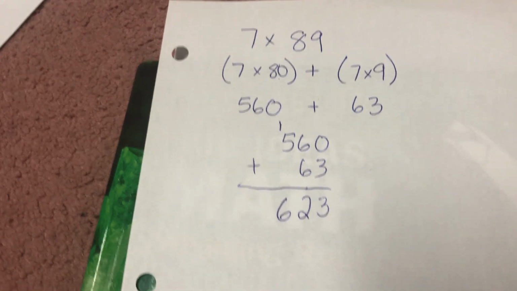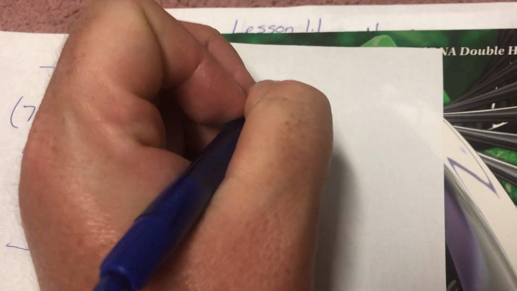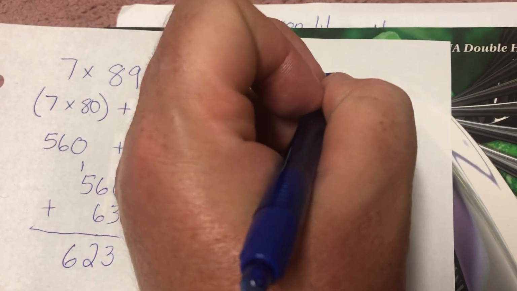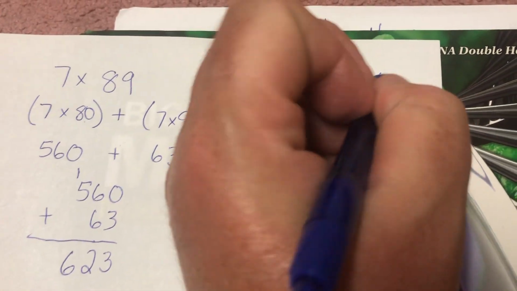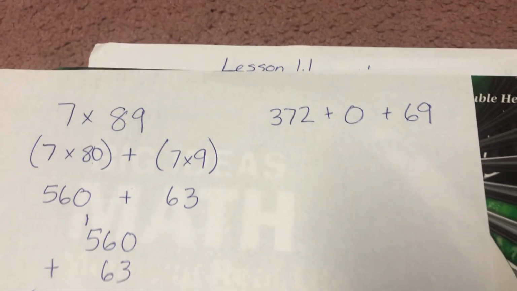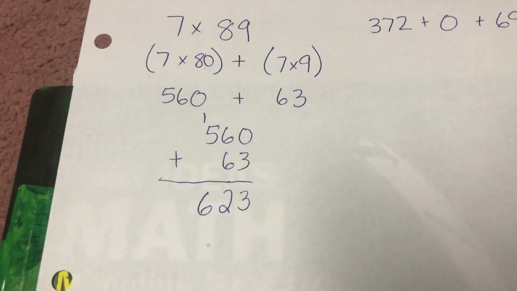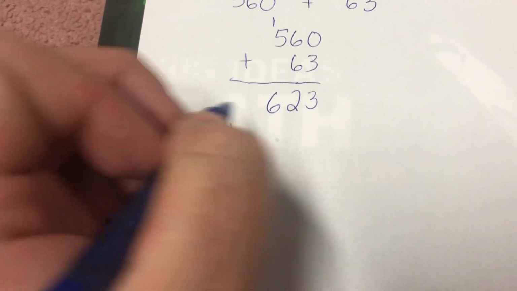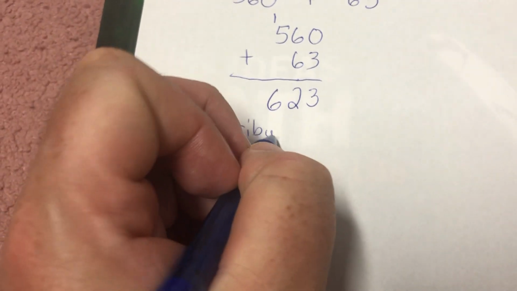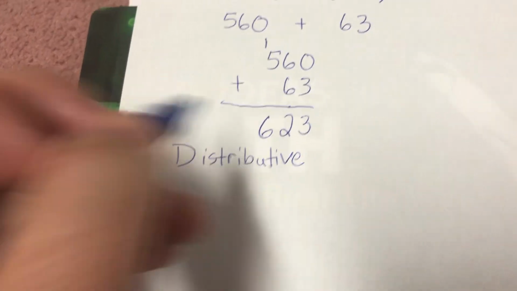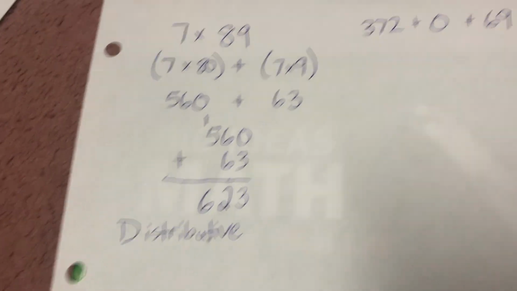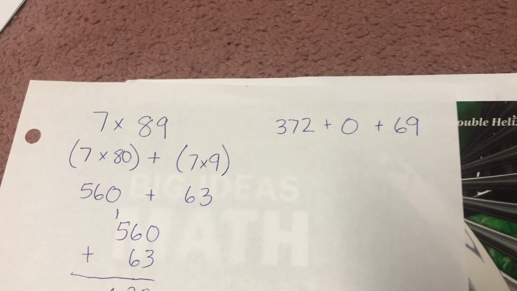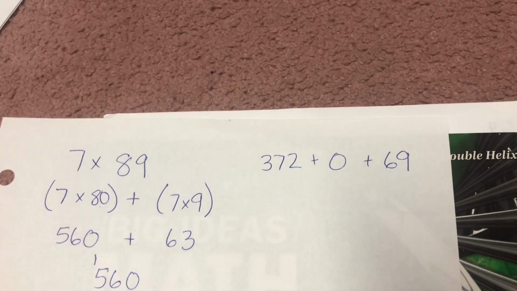So, moving right along. Now, let's say we get something that looks like this, okay? Look at a different property. 372 plus 0 plus 69. All right, well, so once again, let me go back to this one. I apologize. You also need to write down the name of the property. So this would be the distributive property, okay? 372 plus 0 equals 69.